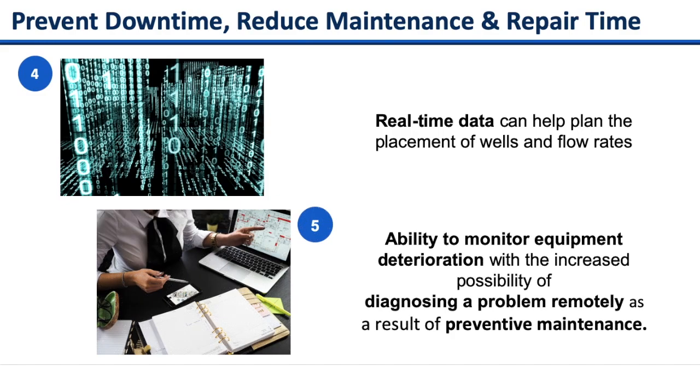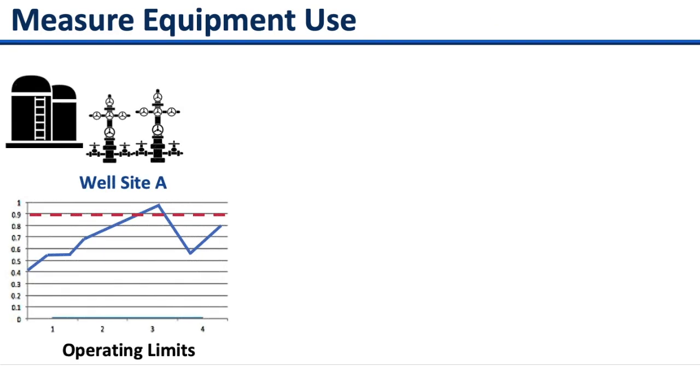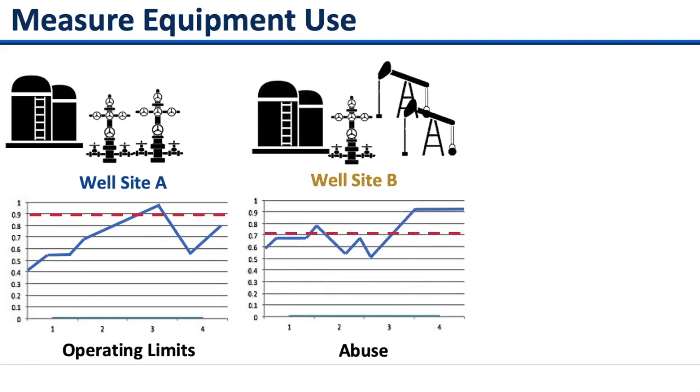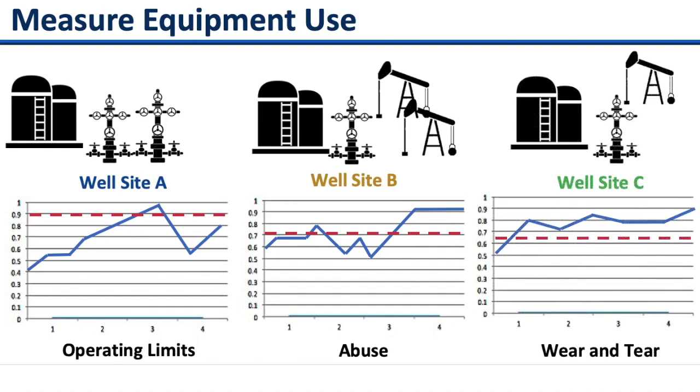Operators have the ability to monitor equipment deterioration with the increased possibility of diagnosing a problem remotely as a result of preventative maintenance. Unintentionally operating beyond the limits of the machinery and equipment can lead to equipment failure and shutdowns. The same can be said as a result of unavoidable equipment abuse. Wear and tear of equipment can be attributed to environmental conditions and the corrosive and erosive properties of flowing hydrocarbons.